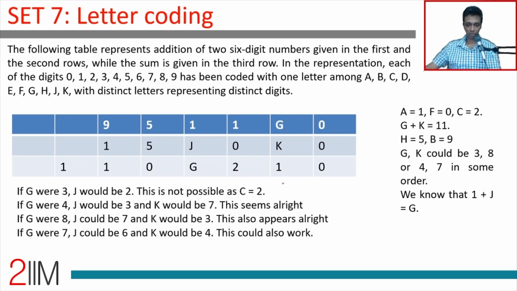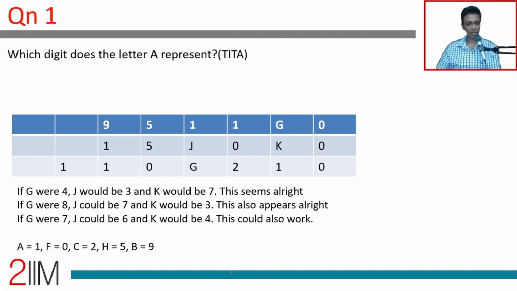Brilliant. So this is not possible. 4, 3, 7 is possible. 8, 7, 3 is possible. 7, 6, 4 is possible. And we've got most of this. And we've got a couple of 3 combinations for GKJ. Let's go and answer this question.